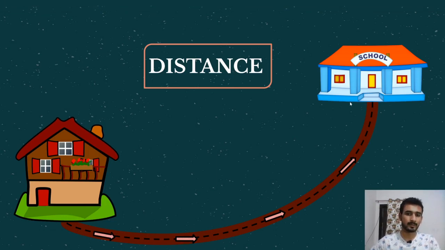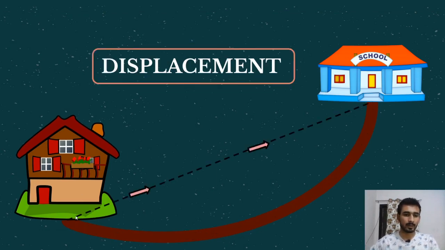Now what is the difference between distance and displacement? In the similar example, if we calculate the minimum distance between these two objects, like this arrow, this is called displacement. Displacement is the shortest distance between two points. There is also a difference: distance is a scalar quantity and displacement is a vector quantity. What is the difference between scalars and vectors? A scalar quantity has only magnitude and no direction.